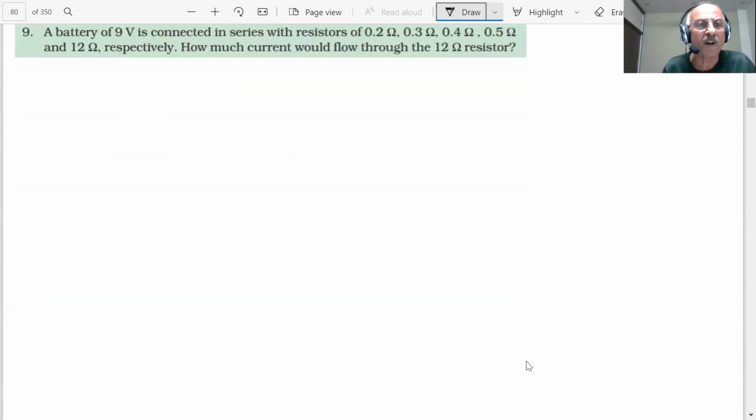Question number 9 from the NCERT book is on the screen, students. A battery of 9 volt is connected in series with resistors of 0.2, 0.3, 0.4, 0.5 ohms and 12 ohms respectively. How much current would flow through the 12 ohm resistor? You have 2 minutes to answer the question, students.